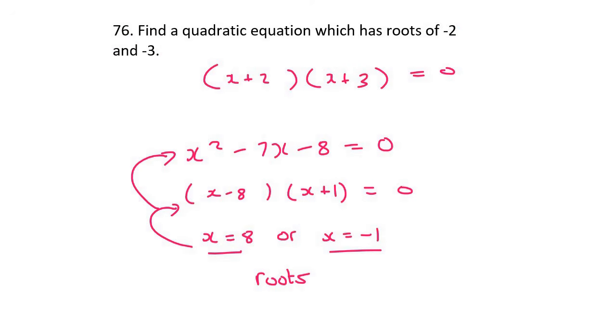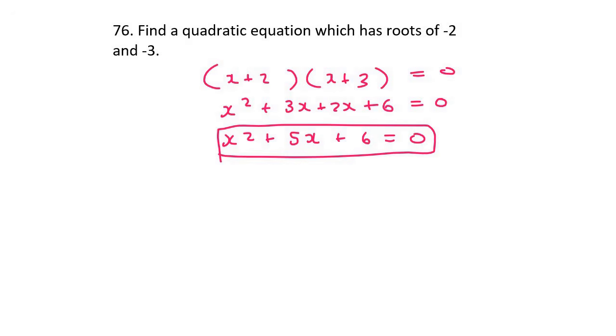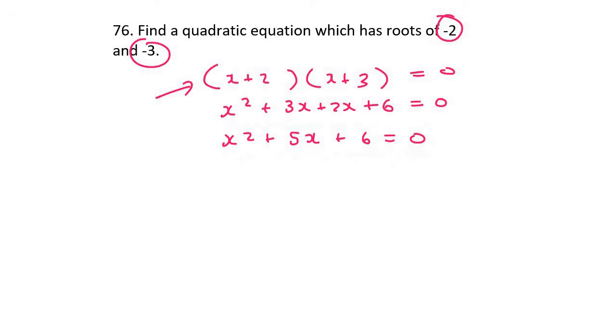And so then we can go ahead and multiply everything out, and that's going to give us x squared plus 3x plus 2x plus 6 equals 0. And then that would be x squared plus 5x plus 6. And there's your answer. You see what we did? So we took the answers that they gave us, we turned those into brackets, we multiplied out the brackets, and so it's almost like we're going backwards.